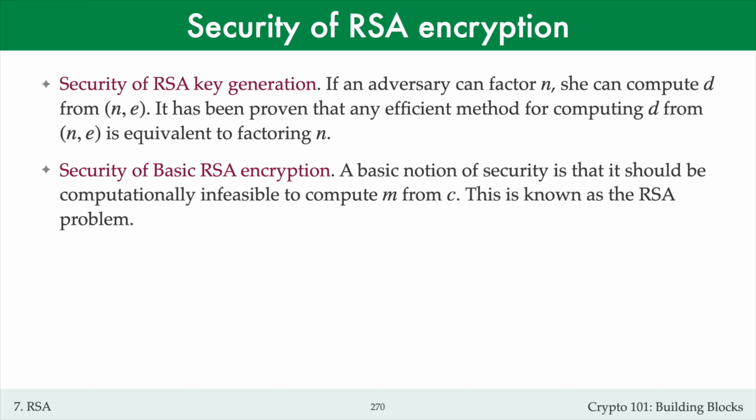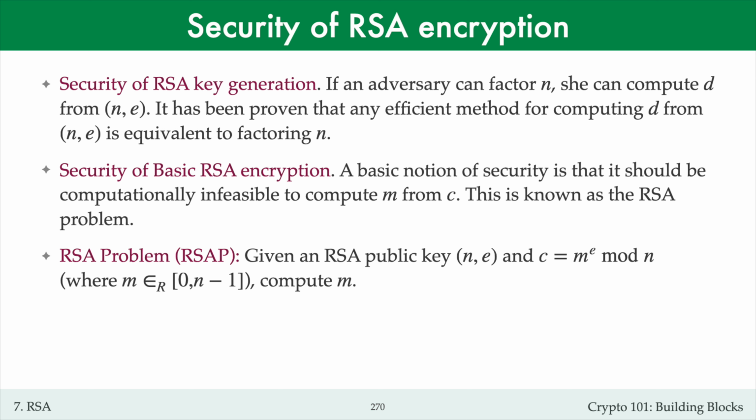Let's now consider security of the basic RSA encryption scheme. A basic notion of security is that it should be computationally infeasible to compute the plaintext from the ciphertext. This is known as the RSA problem, defined as follows. Given an RSA public key n, e, and given a ciphertext C, which is the encryption of some unknown plaintext M, the problem asks to determine the plaintext M. In other words, the RSA problem is a problem of computing the unique e-th root of C modulo n.